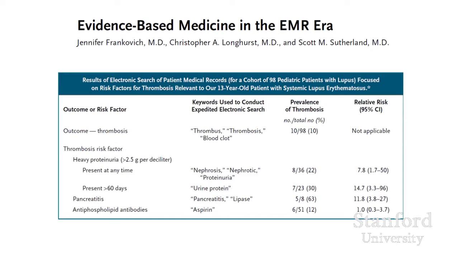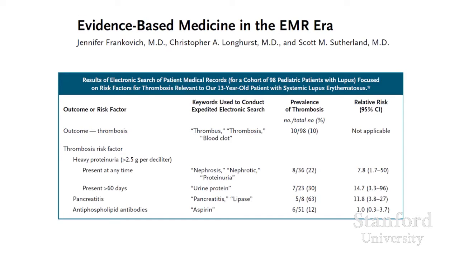So in the leftmost column, you see the outcome thrombosis. In the second column, you see the words thrombus, thrombosis, blood clot. These are the three common ways you might write about them in the electronic medical record. And it turns out that 10 out of those 98 patients had that. That's in the third column.